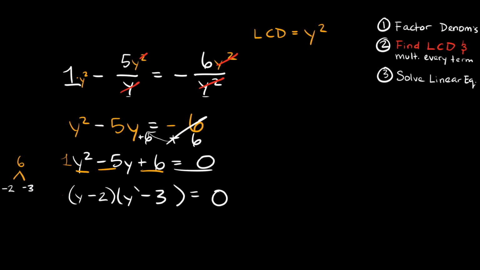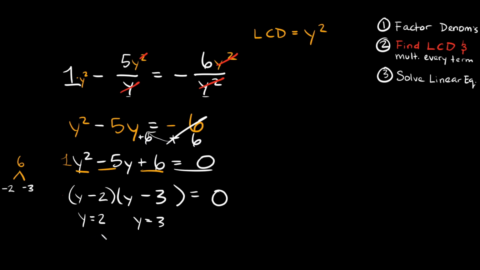Now that we have two sets of parentheses and two y's, that means we're going to have two solutions. The way that you solve for each of these is to set each of your parentheses equal to 0. If we want this parenthesis equal to 0, y would have to be equal to 2. And inside of this one, y would have to be equal to 3. So these are our two solutions: y is equal to 2 and y is equal to 3.